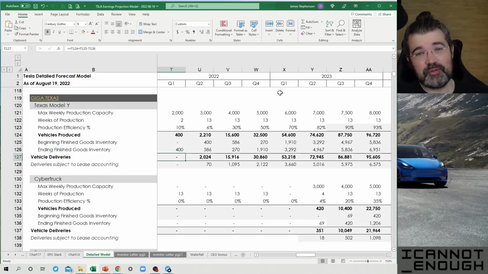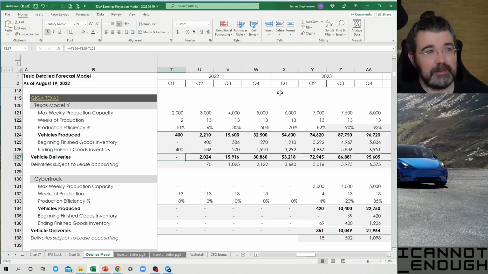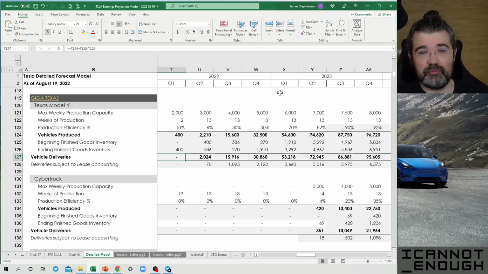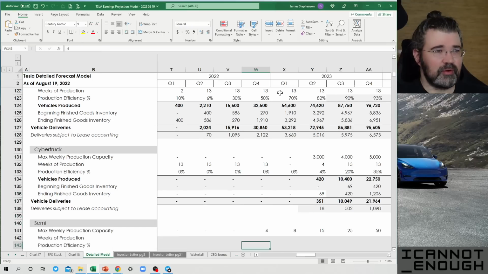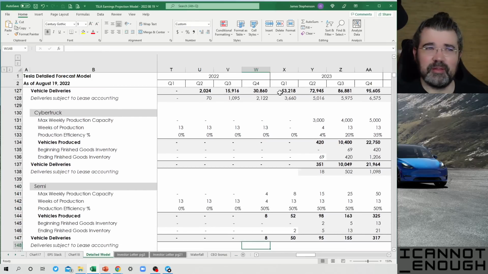People forget that even the Shanghai ramp was pretty slow. Like at the end of 2019, they were already producing vehicles, and it took them all of 2020 to ramp up. So you got to give a factory 4 quarters to get the kinks worked out of the production environment.